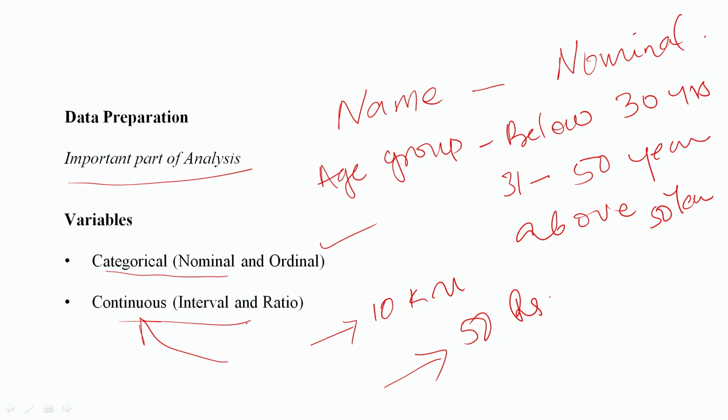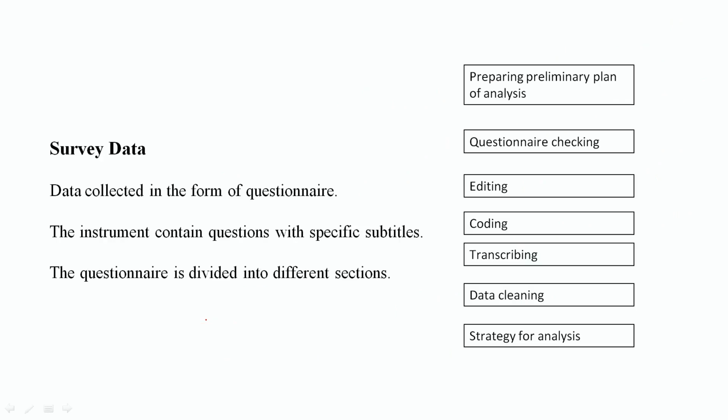So in a questionnaire, we will have categorical data as well as continuous data. When we collect the data, I told you we normally use questionnaires, and these questionnaires are divided into different sections and subtitles.